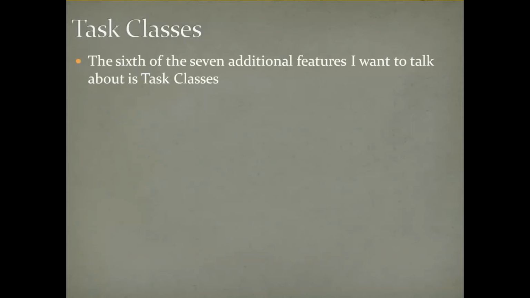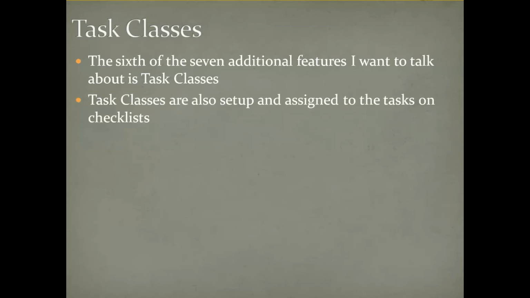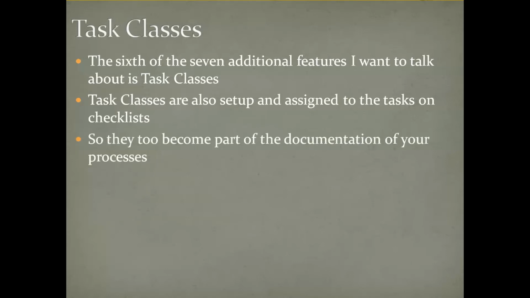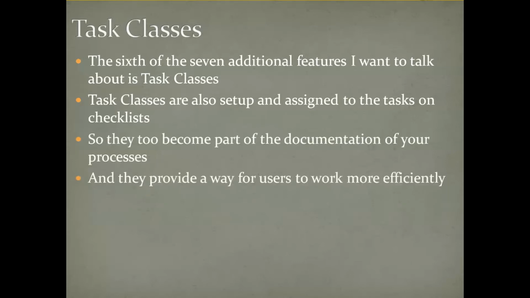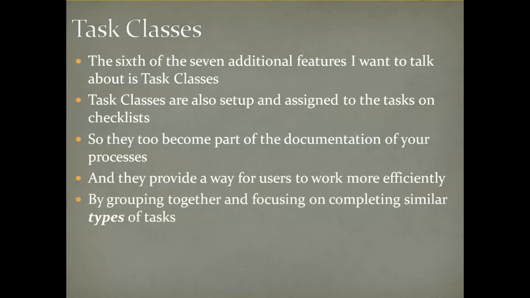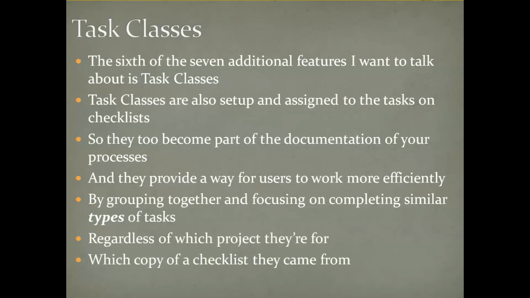Next, I want to talk about task classes. That's the 6th of the 7 additional features. Task classes are also set up and assigned to the tasks on the checklists, so they too become part of the documentation of your processes. And they provide a way for users to work more efficiently by grouping together and focusing on completing similar types of tasks, regardless of which project they're for, which copy of a checklist they came from, or even which checklist they came from.